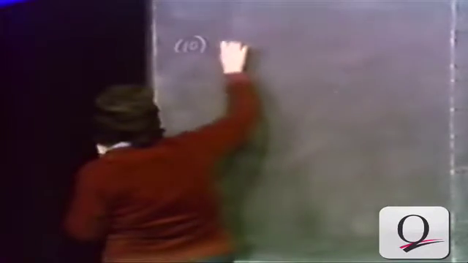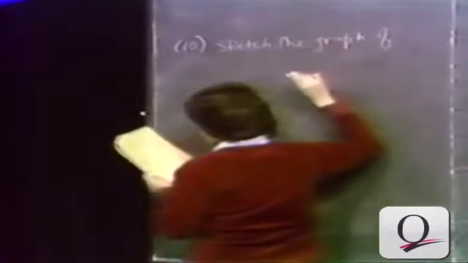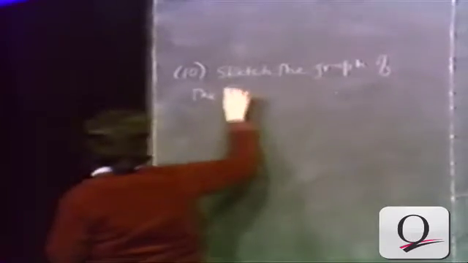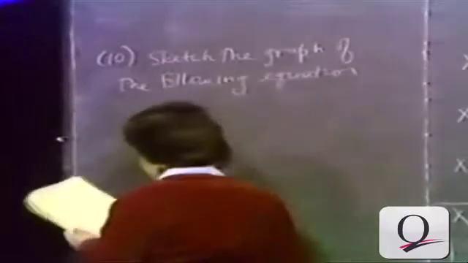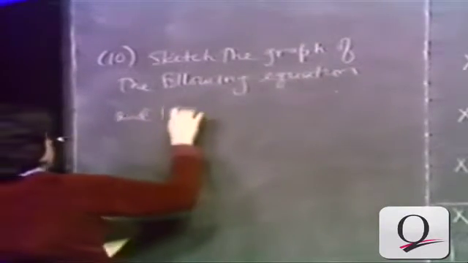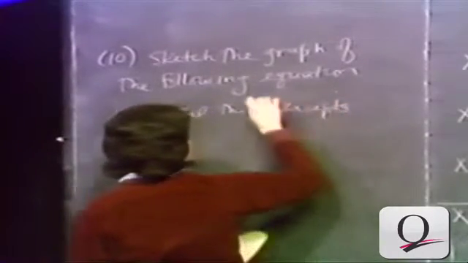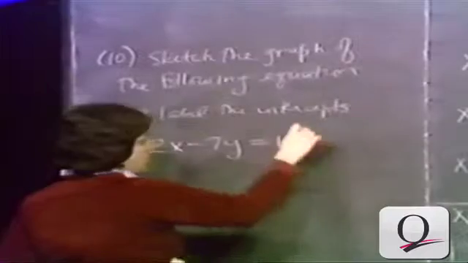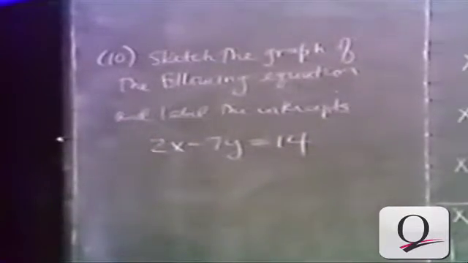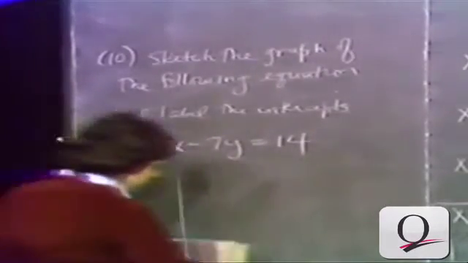In our next example, 10, we want to sketch the graph of the following equation and label the intercepts. And the equation is 2x minus 7y equals 14. Of course, it's the equation of a straight line. X and y both appear to the first power here.